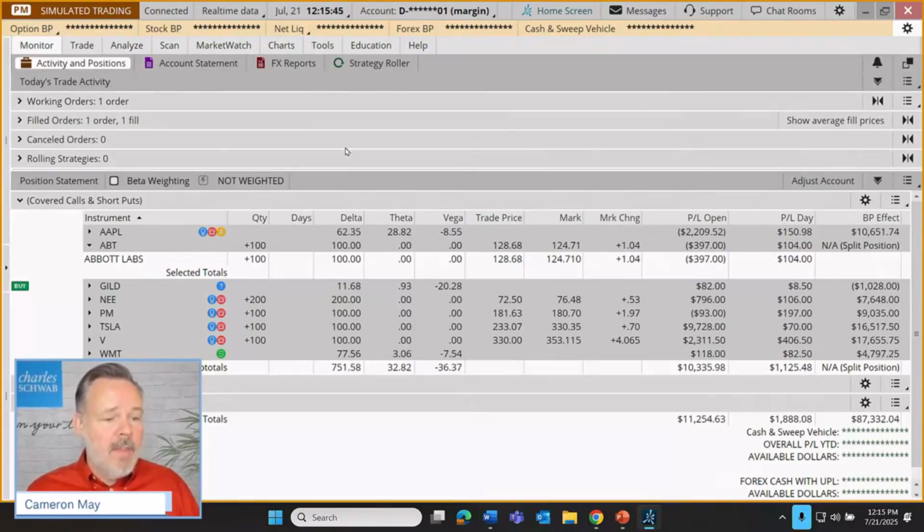Kelly says the strategy roller is on the Thinkorswim platform already. That's true. In paper money, though, it'll let you experiment with it. It just won't let you submit the order at the end of the trade. But in any case, so we're in that.